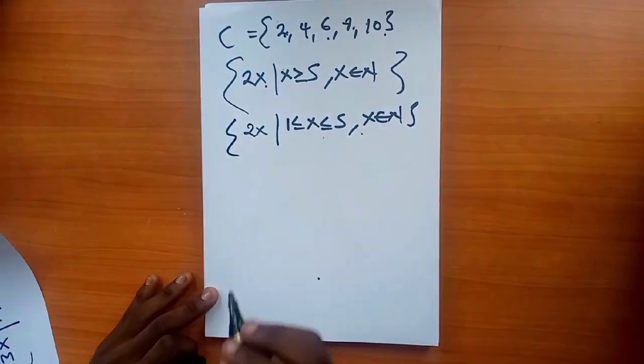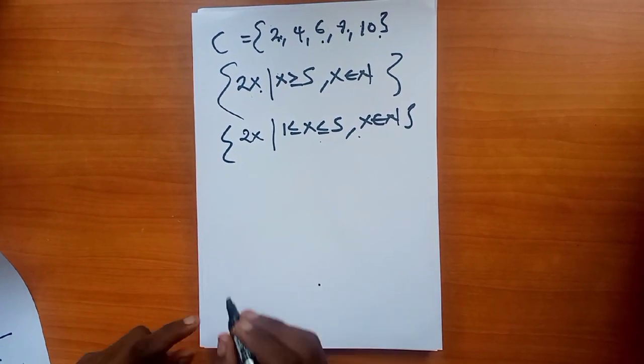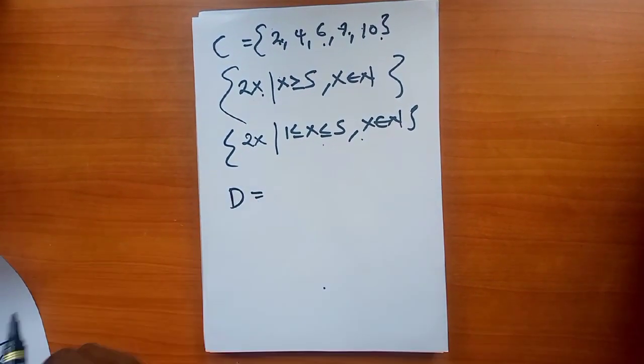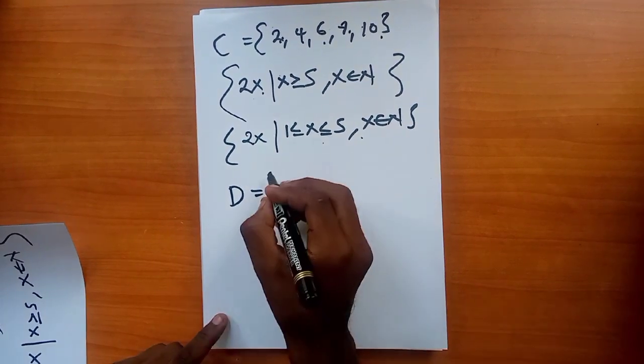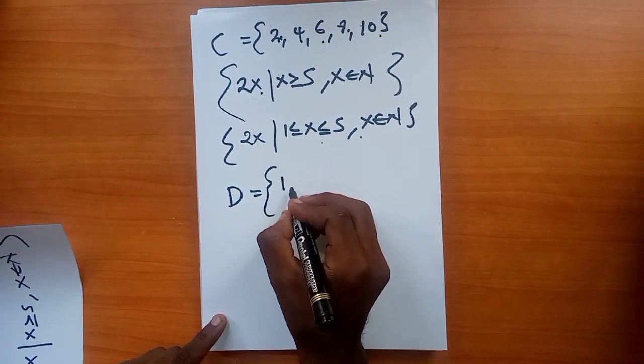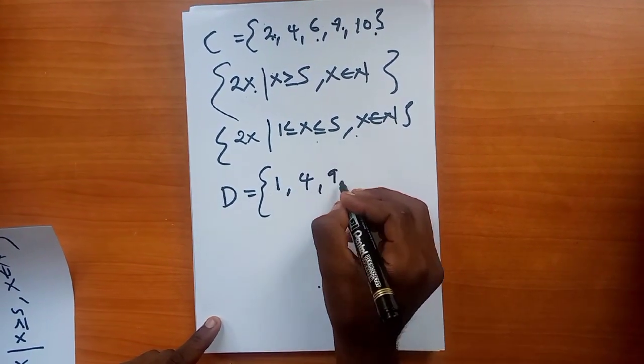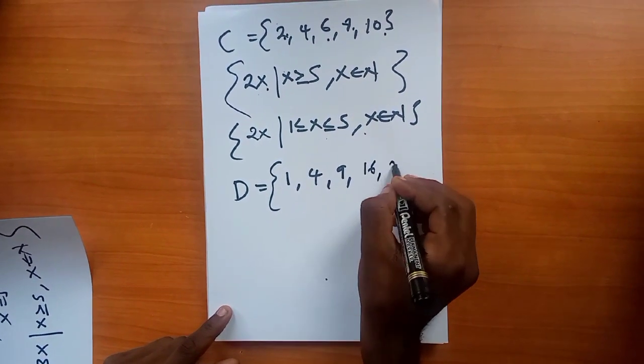This also stands. Okay, the fourth example that I want to look at, let's assume we've got the set D, and this set contains elements 1, 4, 9, 16, and 25.